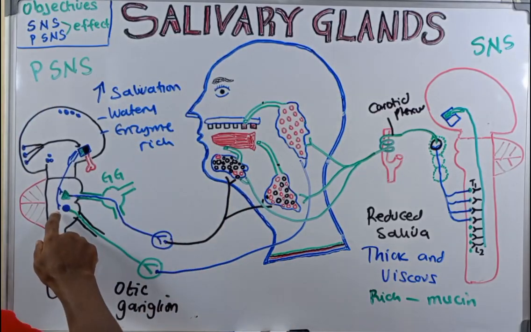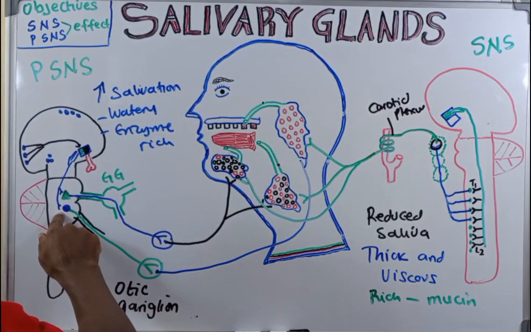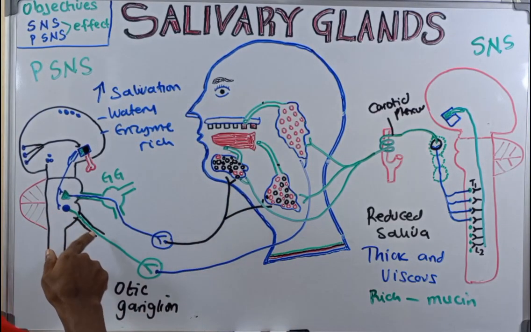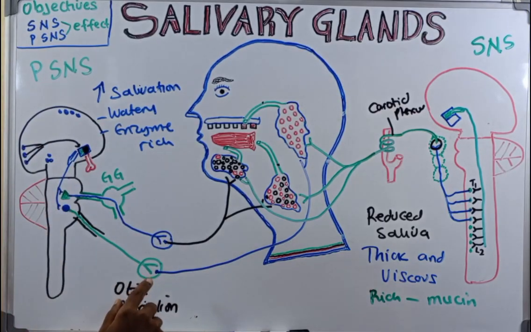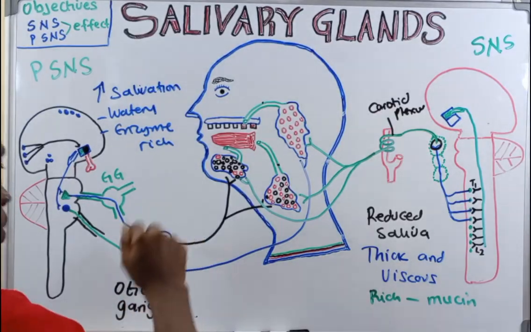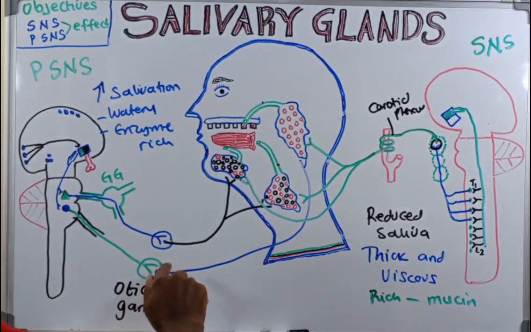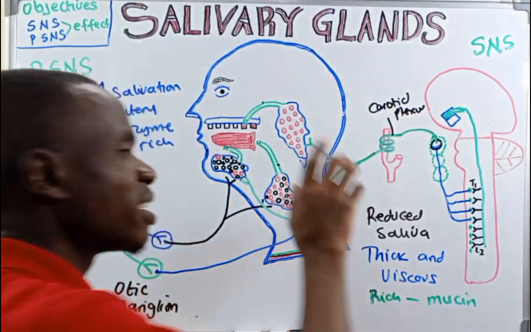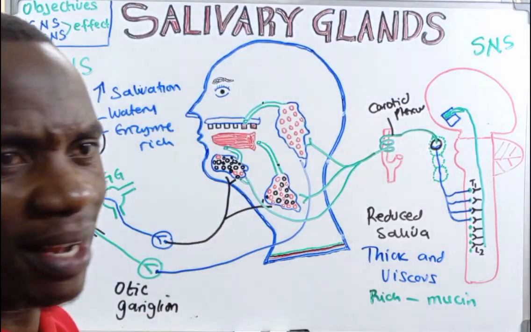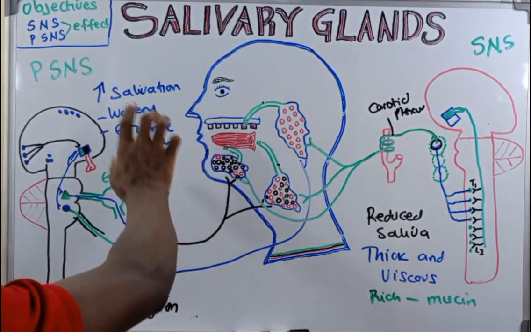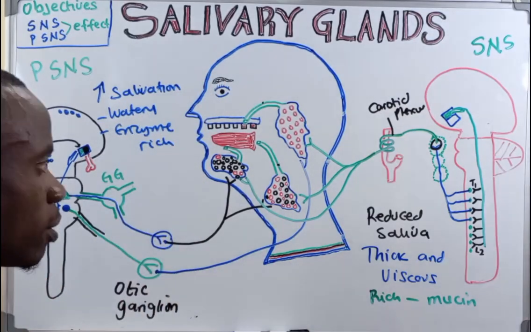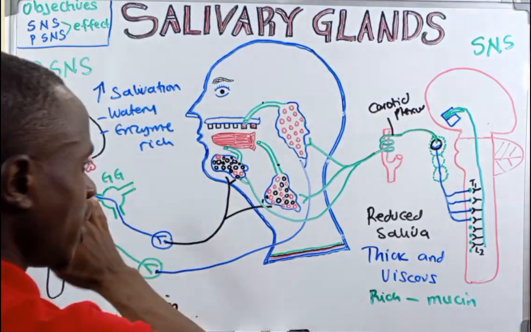Then we also have stimulation of the inferior salivatory nucleus, which gives off preganglionic motor fibers of the parasympathetic nervous system through the glossopharyngeal nerve that terminate on the otic ganglion, from where the postganglionic motor fibers come out and innervate specifically the parotid salivary gland, leading to increased salivation, of which the saliva is watery and enzyme rich. Okay, that's for the parasympathetic nervous system.